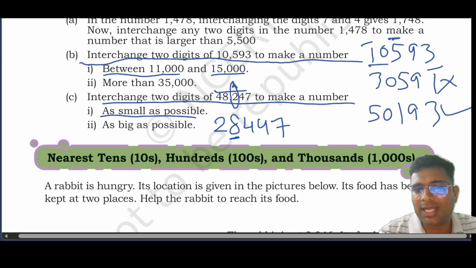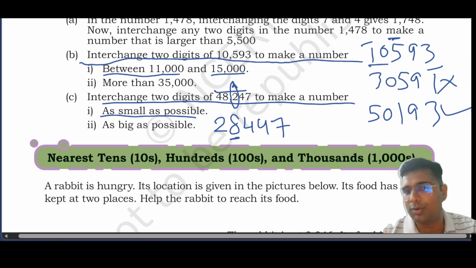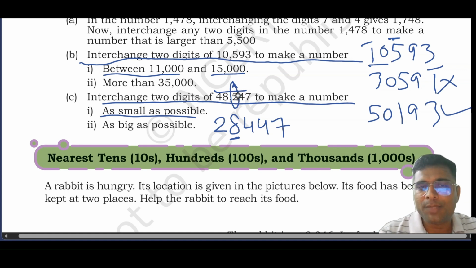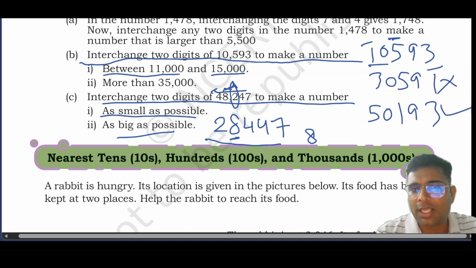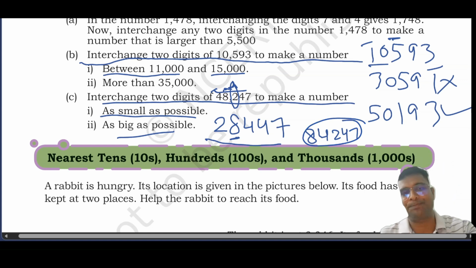Why do we keep 8 at the same position? Actually, the condition was to interchange 2 digits. So I have interchanged 2 and 4, so 8 will remain at the same position. So this is as small as possible. Now, make it as big as possible. We will find the biggest digit, the largest digit, that is 8. So we will keep 8 at the first position, at the 10,000 position. Then if we are putting 8 at the first, 4 will come at the place of 8, and the rest of the digits will remain the same. So this is as big as possible.